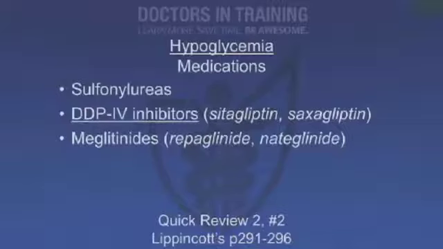All right, we're back for our quick review number 2. Let's get started. Which medication should you avoid in patients with gastroparesis? That's going to be pramlintide. Next, which medications can cause hypoglycemia? Well, from the first section, we have to remember our sulfonylureas. They will often cause hypoglycemia. And then the DPP-4 inhibitors, sitagliptin and saxagliptin. And when they're combined with the sulfonylureas, you'll have even more hypoglycemia, so remember those. And then the meglitinides, the repaglinide and nateglinide, can both cause hypoglycemia.